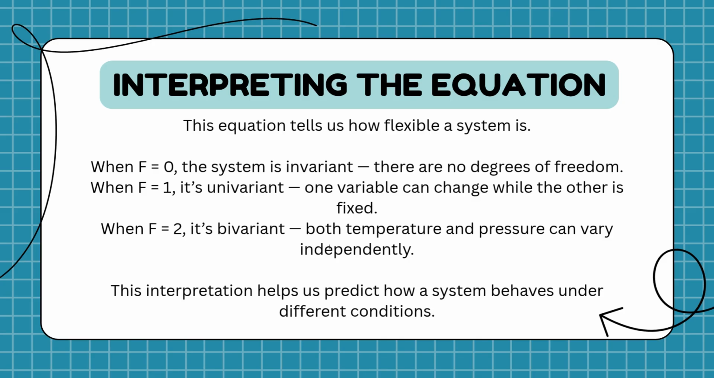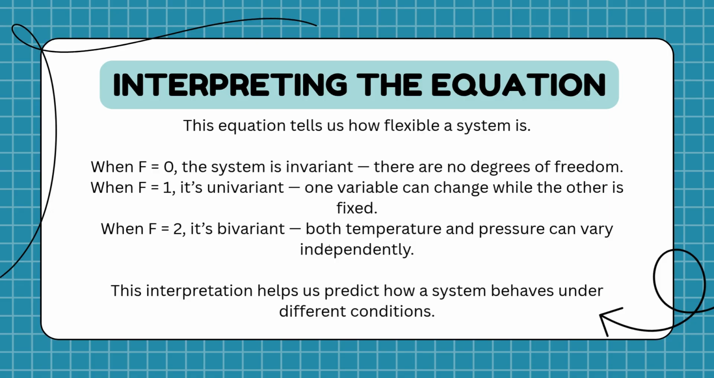Next up, we have F = 1. Here the system is called univariant. Here only one variable, either temperature or pressure, can be changed, and the other gets automatically fixed by the system. For example, during the boiling of water, if we fix the pressure, the temperature is automatically determined.